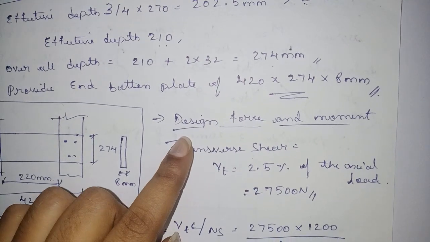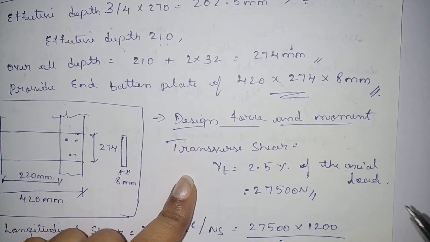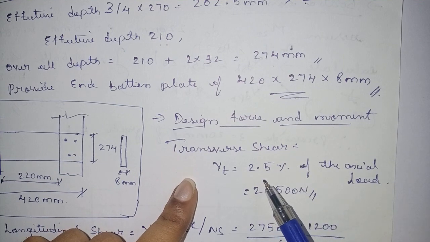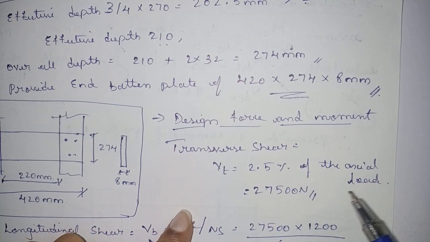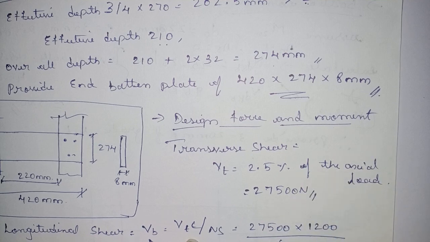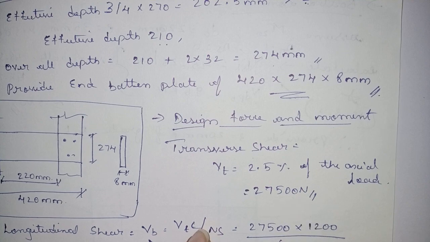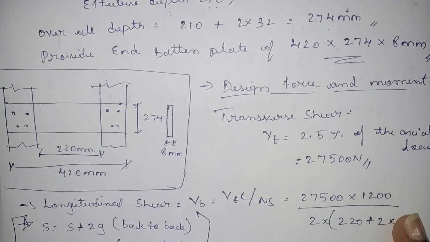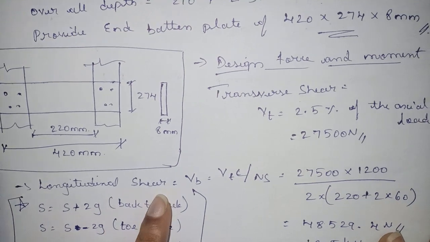Next we'll go for the design of end members. Transverse shear, same as you are placing, is 2.5% of axial loading. So axial loading is 1100. So 2.5% you will get this one. 2.5 divided by 100 into 1100.